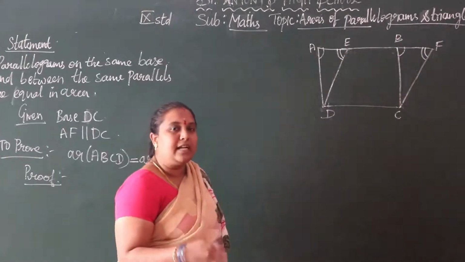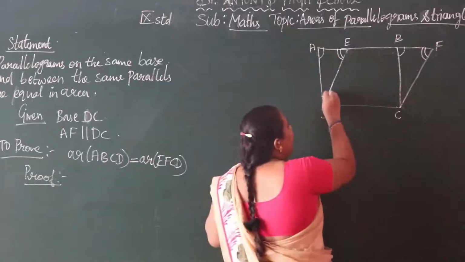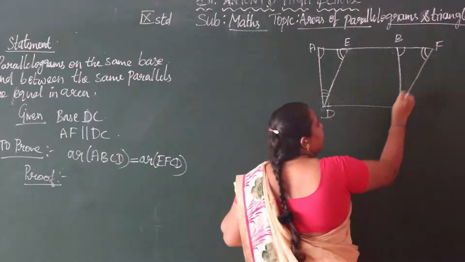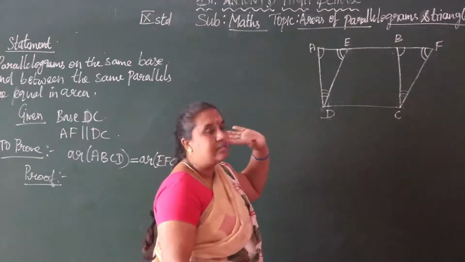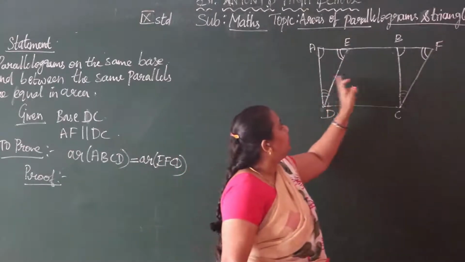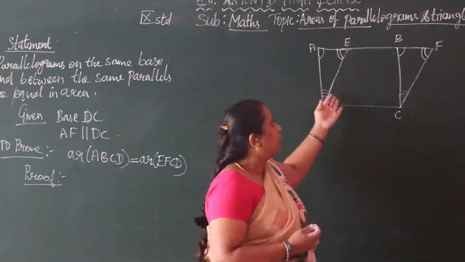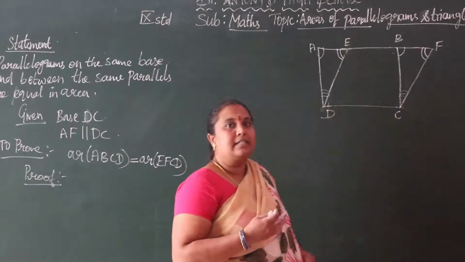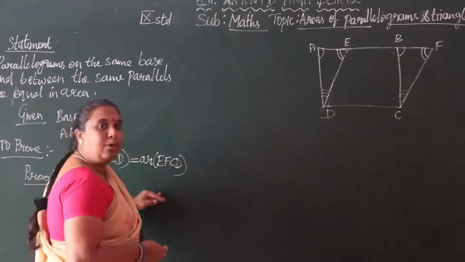And then, since these two angles are equal, the third angle is also equal by the angle sum property. So these three angles are equal, which means we can say these two triangles are congruent. From that we can prove these two parallelograms are equal.